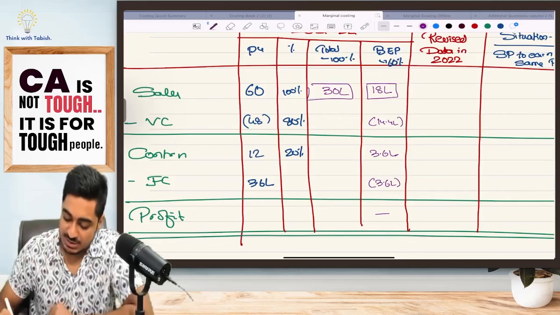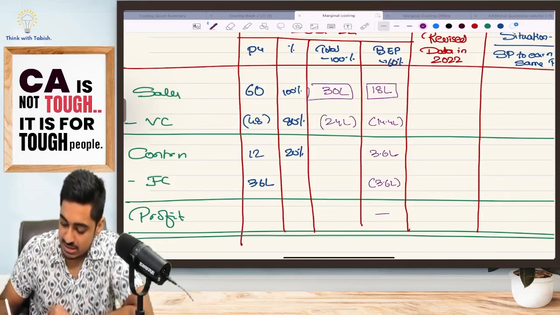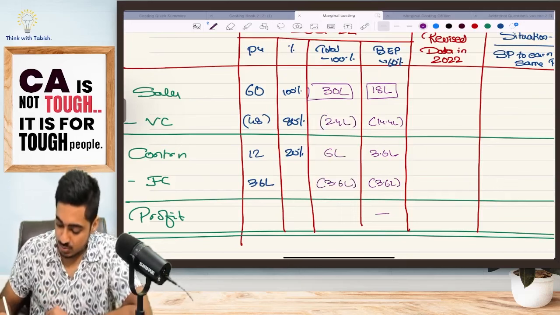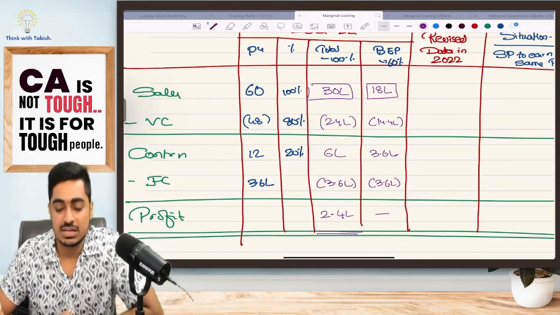So if 30 lakh is my total sale, 80% of that, 3 8s are 24 lakh, will be variable cost. 6 lakh will be contribution. 3,60,000 will be fixed cost. How much will be my profit? 2,40,000 will be my profit. Yes or no, everyone? Give me a confirmation.